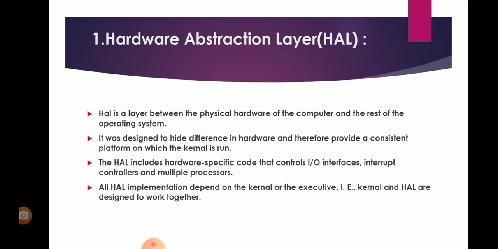First layer is the hardware abstraction layer. It is a layer between the physical hardware of the computer and the rest of the operating system. It was designed to hide differences in hardware and therefore provide a consistent platform on which the kernel is run. Hardware abstraction layer includes hardware-specific code that controls input-output interfaces, interrupt controllers and multiple processors.